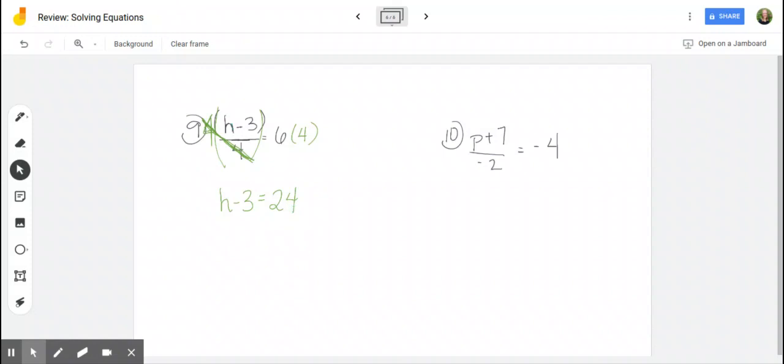Okay, h is not by itself yet. It has a minus 3. The inverse or opposite of minus is plus. So I'm going to add 3. But if I do it to one side, I have to do it to the other. So I can just bring down my h. My 3's cancel. And 24 plus 3 is 27.